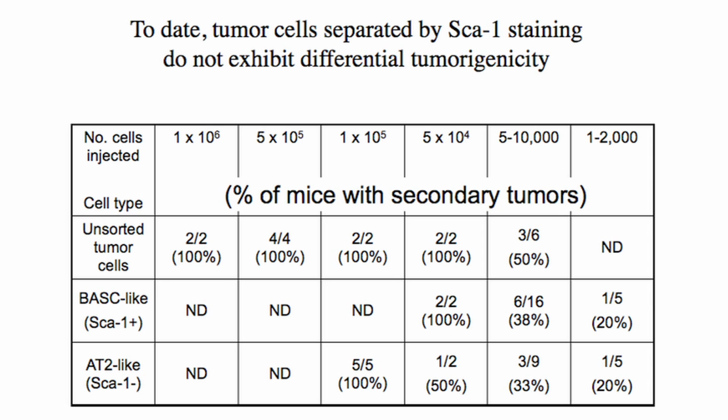And what we're doing now is to transplant different populations. For example, only the SCA1 positive cells, or only the more differentiated cells. And just to point out the more important part of the slide, we're looking here at the percentages of mice that develop those secondary tumors.